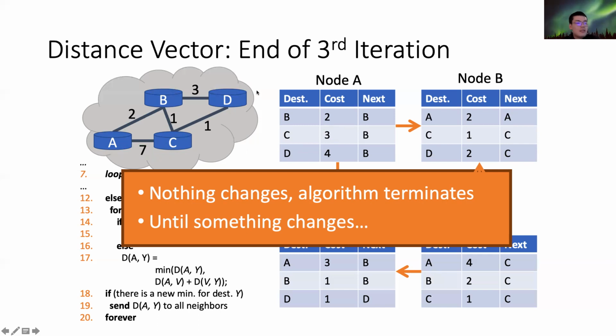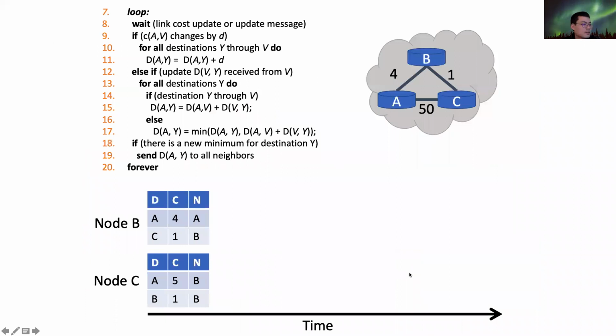Okay, next let's look at this solution, whether there are some issues. So some weaknesses with the solution. Firstly, let's take a look at node B and node C.